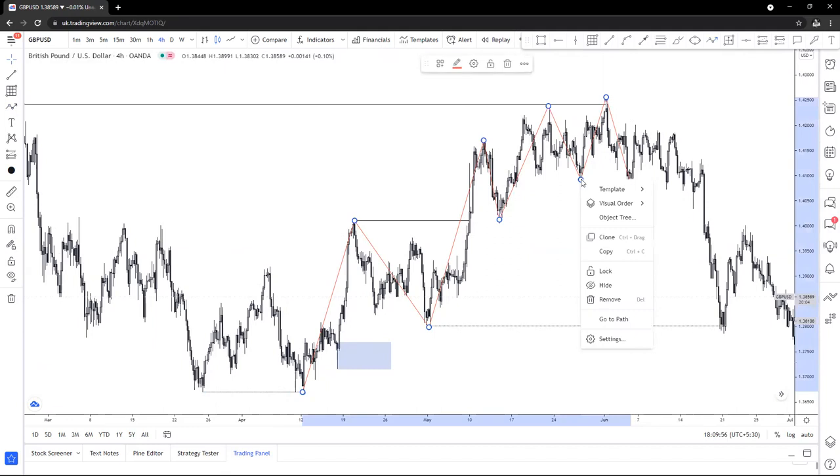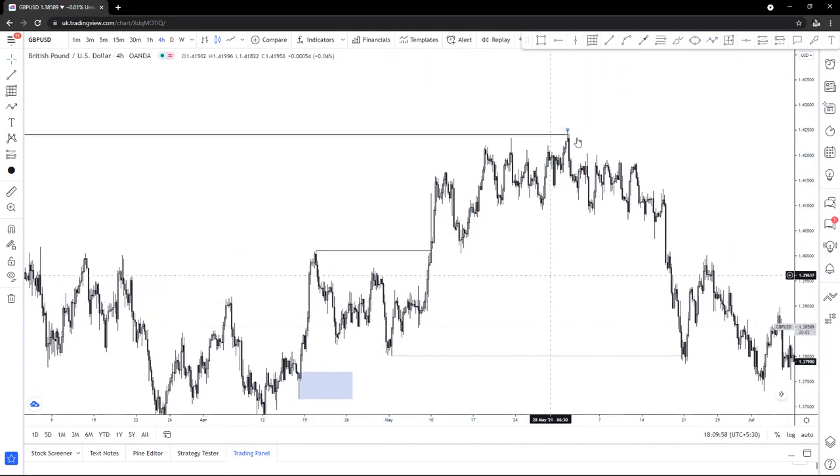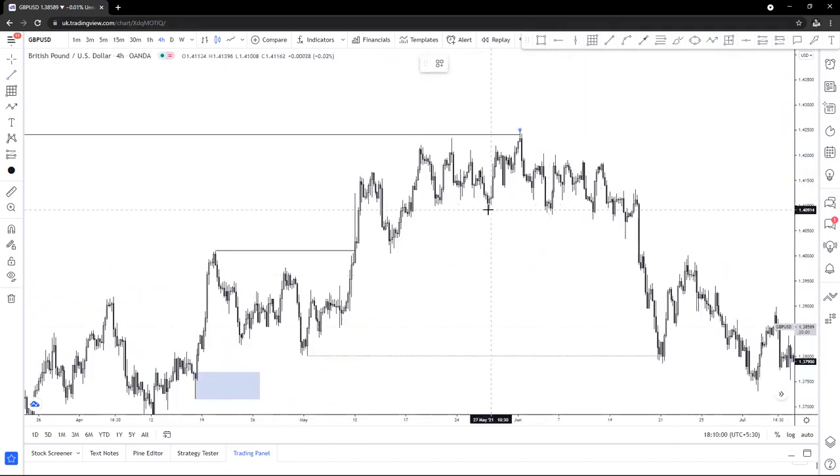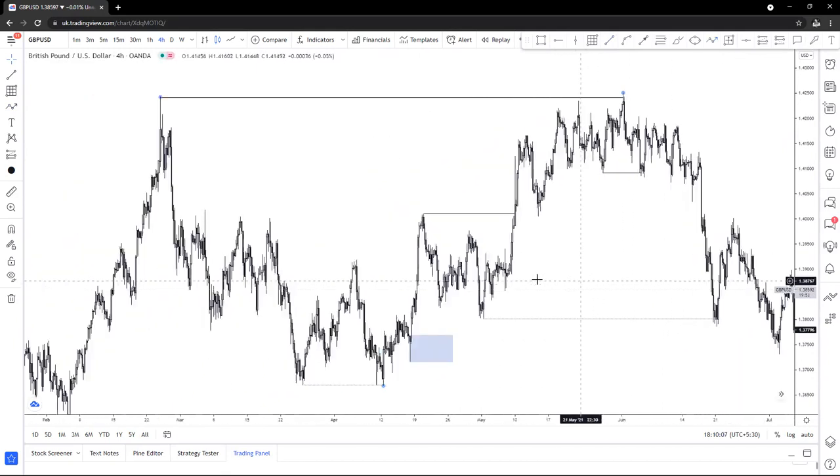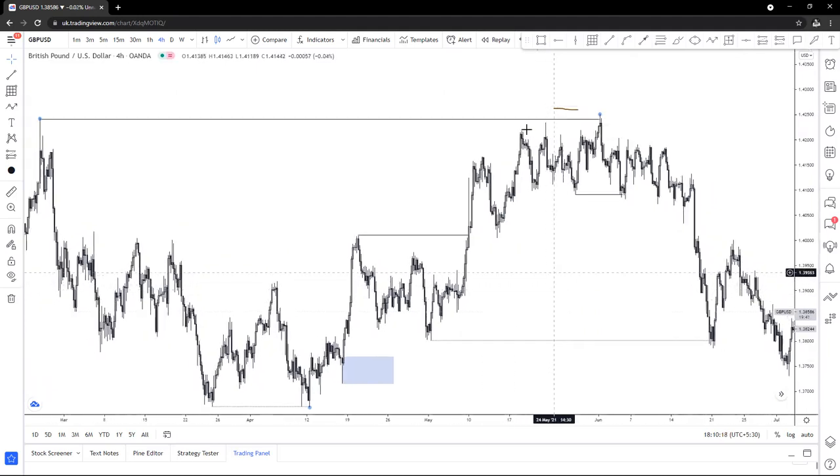And then price broke the structure. So if you consider a wick break as a break of structure, then here also it broke the structure, right? It broke the 4 hour structure. It broke structure right here. But you see, external range liquidity has not been taken out yet.